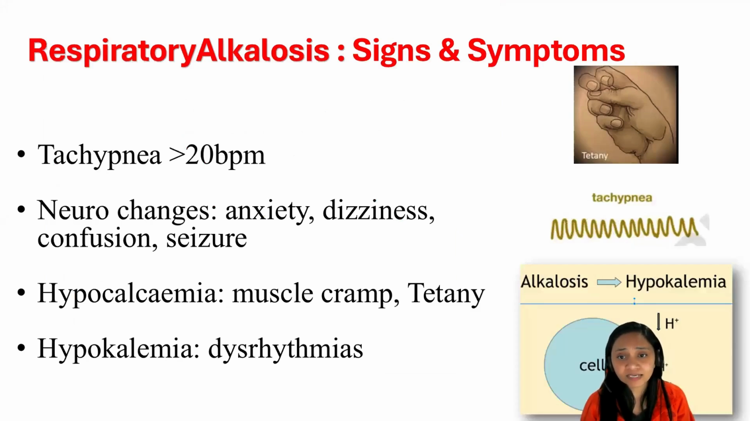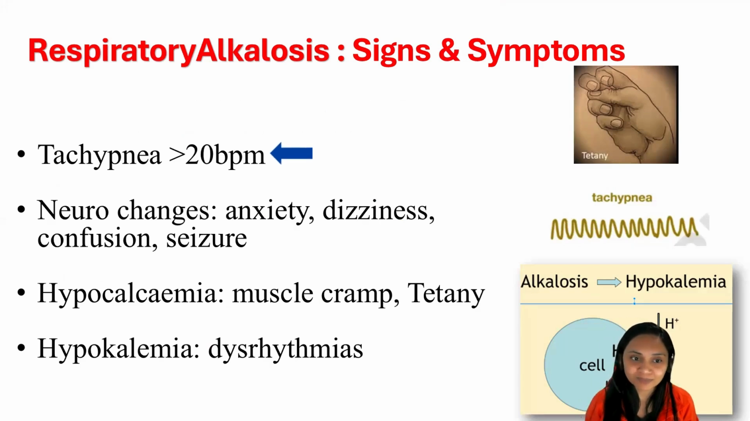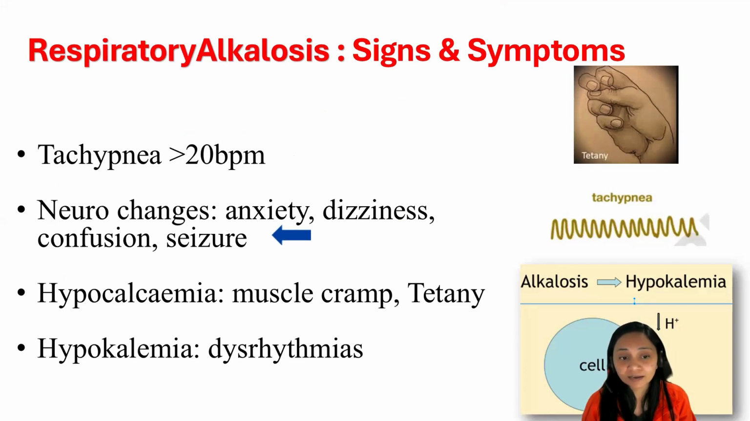Now, what will be the signs and symptoms the patient presents with when they have respiratory alkalosis? First, hyperventilation. The patient is breathing so fast, which means tachypnea. The respiratory rate will be greater than 20 breaths per minute. Other neuro changes you will see in the patient are anxiety, dizziness, confusion, and that might progress to seizure as well. There will be some electrolyte imbalance, such as hypocalcemia and hypokalemia.